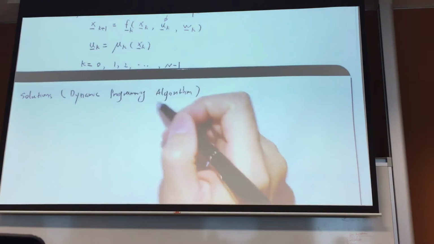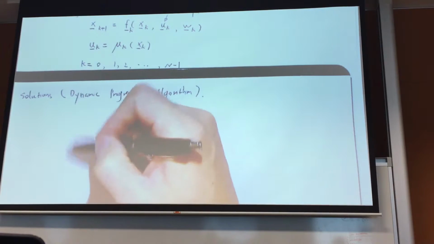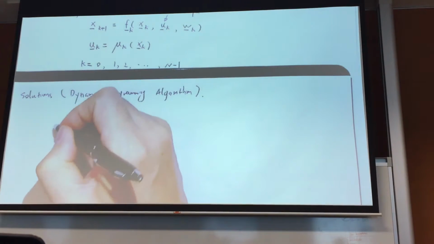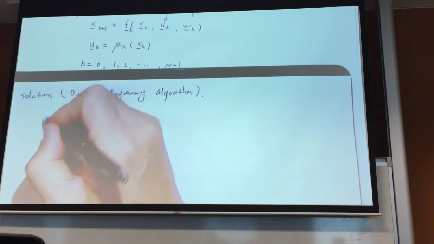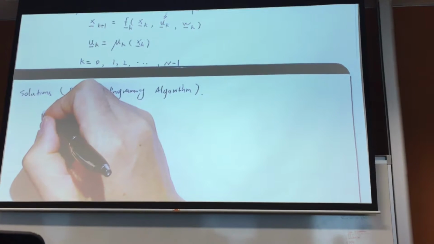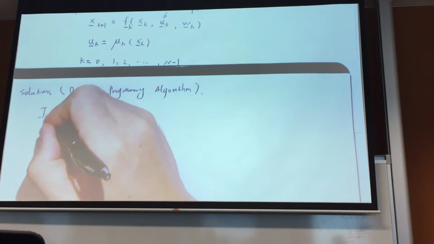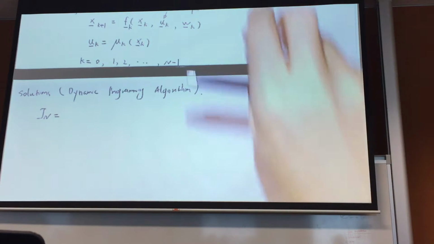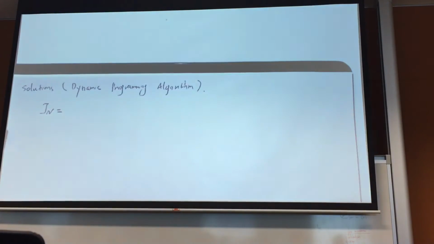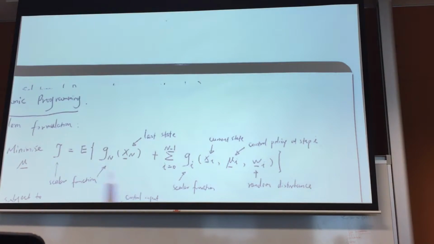So these are the idea. The dynamic programming just uses the same idea. So we start from the final state. For the final state, we have this cost function J_N, and J_N is just given by this final state function.